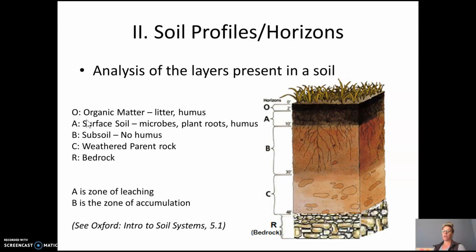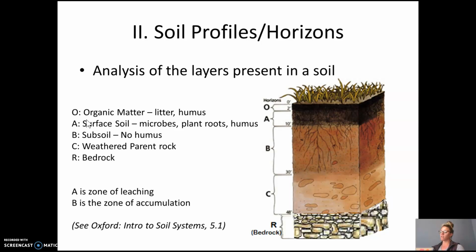Then under that, we have A, which is our surface soil, where we have our microbes and plant roots and some more humus. Under that is the subsoil, no humus. And then our C horizon is our parent rock, and our R is our bedrock. And there is bedrock. We see that a lot here. If you go out east, though, a lot of the layering, we just have soil. We don't see a lot of exposed bedrock out east, depending on how close to the coastline you are.